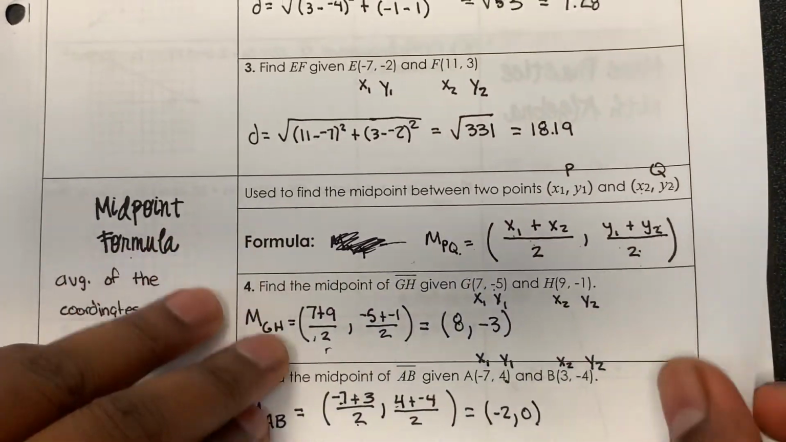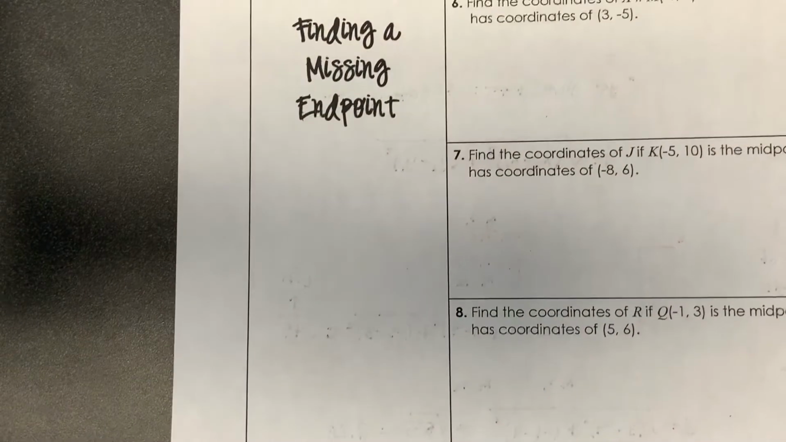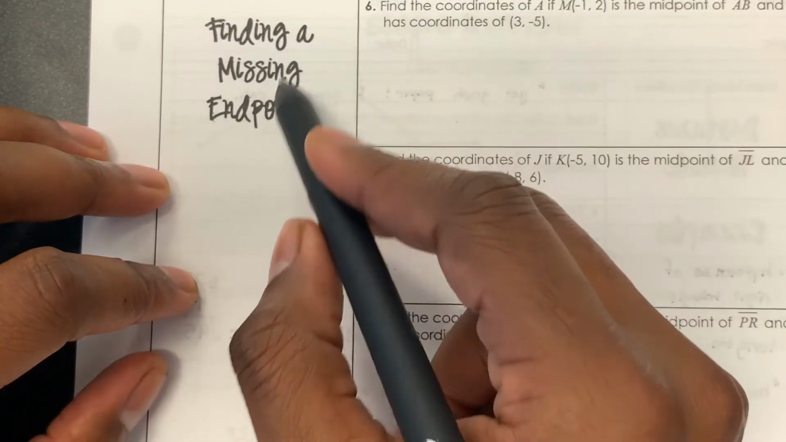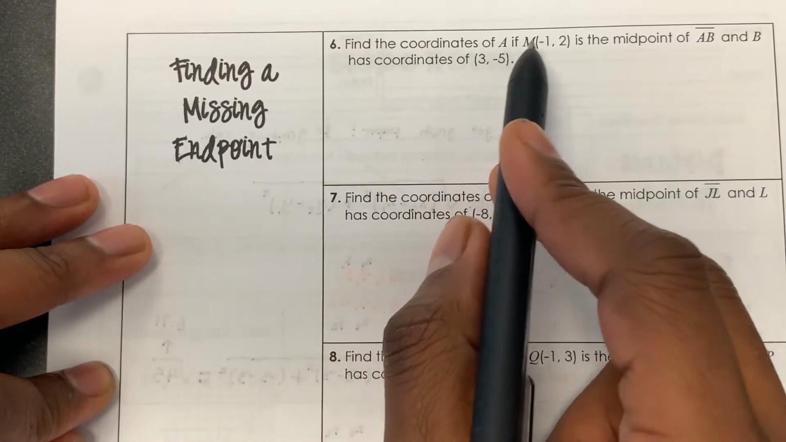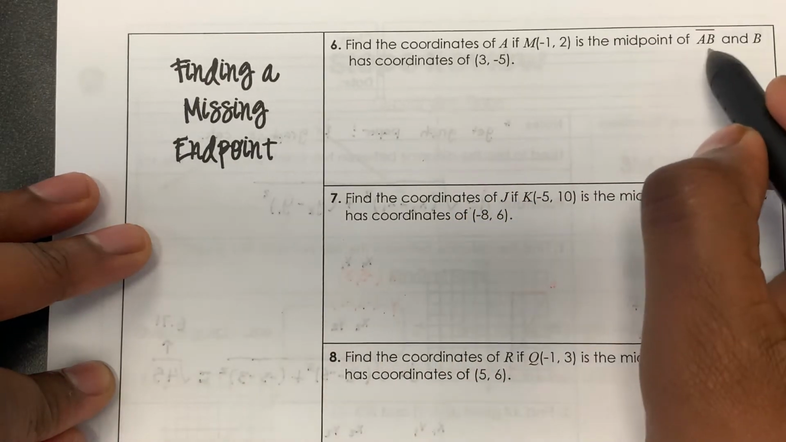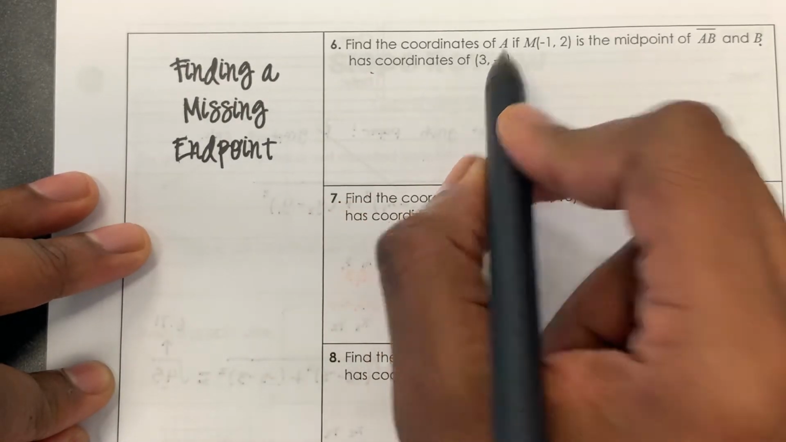On the back, one of the problems that we can solve if we have the midpoint formula is we can find one of the missing endpoints. So for number 6, we have: find the coordinates of A if M (-1, 2) is the midpoint of segment AB, and B has coordinates (3, -5).